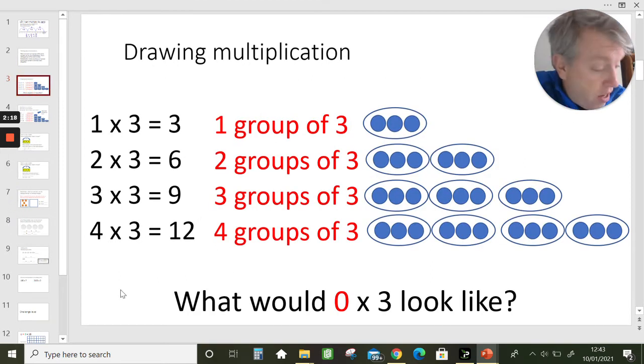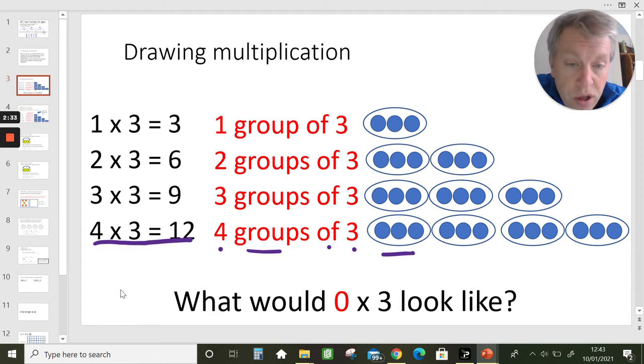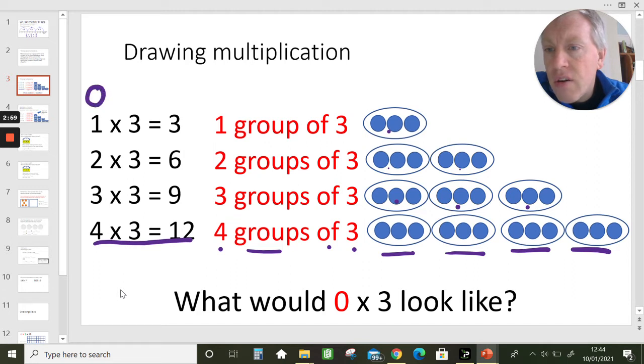Okay, and what I've got here is, I've represented it a different way. So look, at the bottom here, I've got 4 times 3 equals 12. It means 4 groups of 3. So I've got 1 group of 3, 2 groups of 3, 3 groups of 3, 4 groups of 3. 3 times 3, 3 groups of 3. 2 groups of 3, 2 times 3. 1 group of 3. Now my question is, what would 0 times 3 look like? What would we write? How would we explain it? Pause the video. What would you put for 0 times 3?